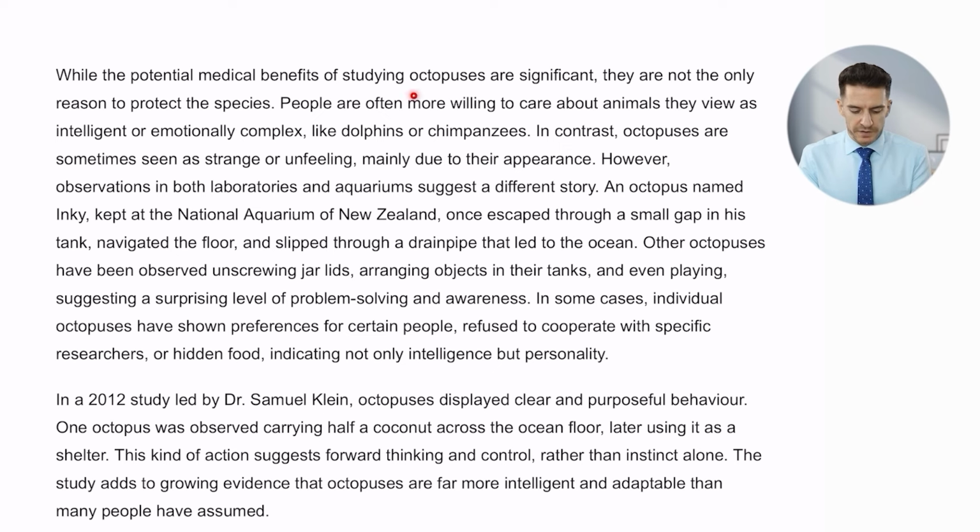While the potential medical benefits of studying octopuses are significant, they are, there we go, not the only reason to protect the species. So we know that the answers might be located in this paragraph. Let's keep reading. Look what it says about people. People are often more willing as they view... In contrast, octopuses are sometimes seen as strange. That's a synonym for weird. And if I'm not mistaken, the question said lack feeling, or to not have feeling. Well, that's what unfeeling means. And look what it says, due to their appearance. Remember, the question was talking about why some people think that octopuses are strange or weird. And there we go. It's right there, appearance.